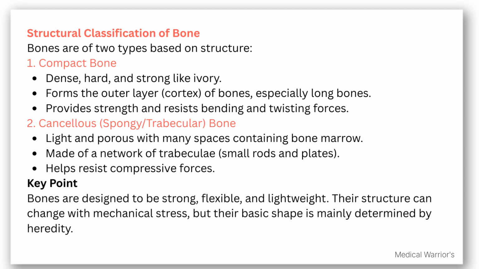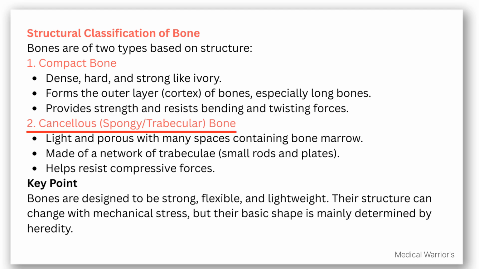Microscopically, the architecture of the bone may be compact or cancellous. Compact bone is dense, hard, strong like ivory and forms the outer layer of the bone, especially in long bones. It provides strength and resists bending and twisting force.